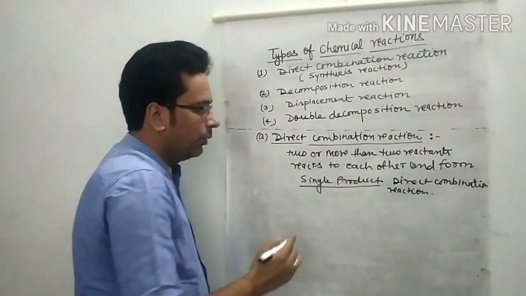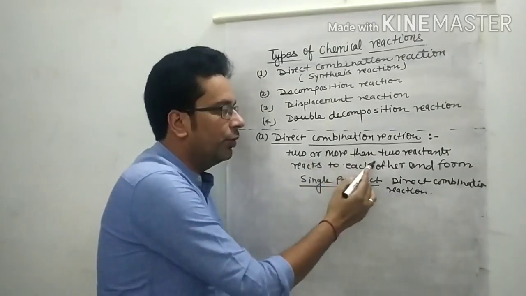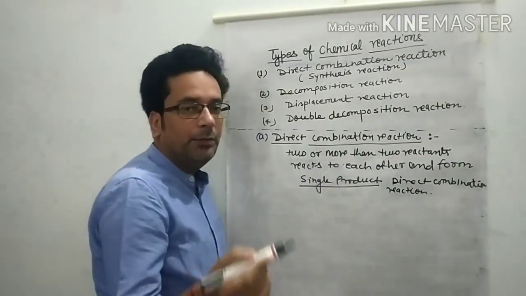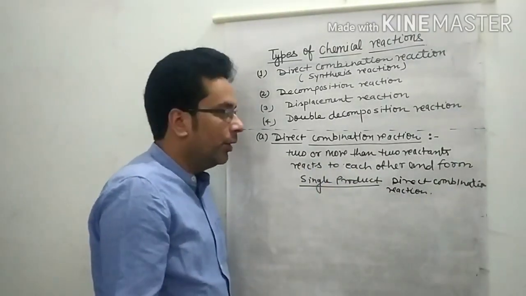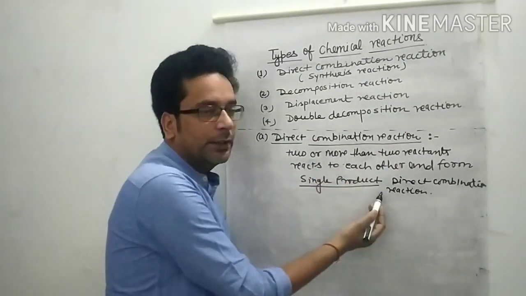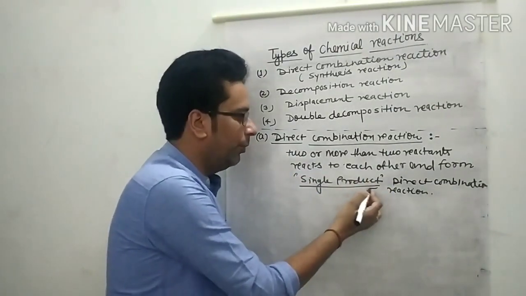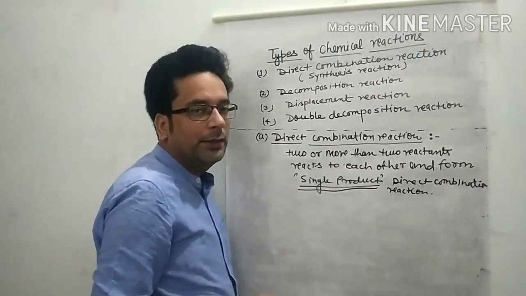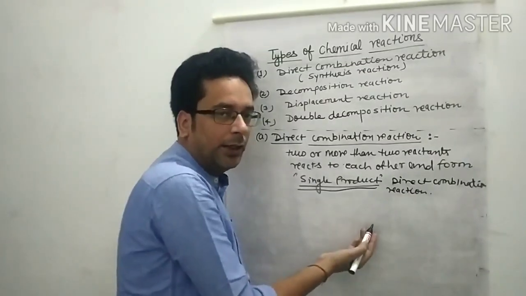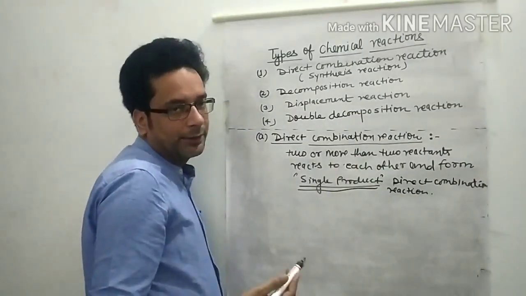So what is the definition? It is a type of chemical reaction in which 2 or more than 2 reactants react to each other and form a single product, known as direct combination reaction. It is also known as synthesis reaction.